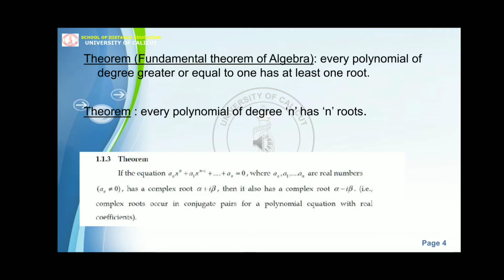The next theorem is an interesting theorem. It states that suppose we have a polynomial function f of x and it has a complex root alpha plus i beta. Then the conjugate of the complex root, which is alpha minus i beta, is also a root of the polynomial. So in conclusion, a complex root always occurs in conjugate pairs.